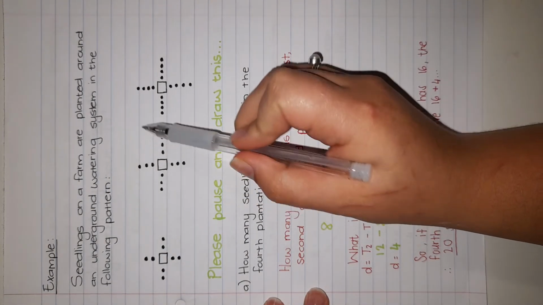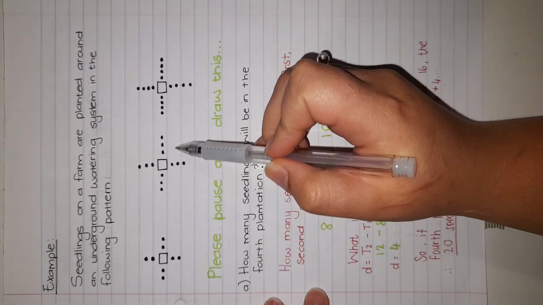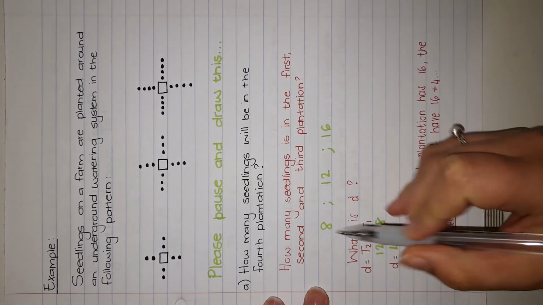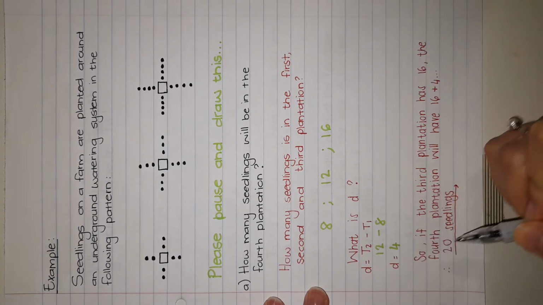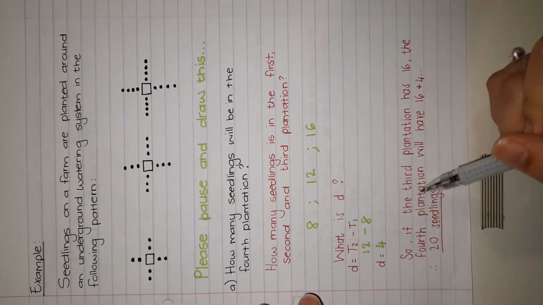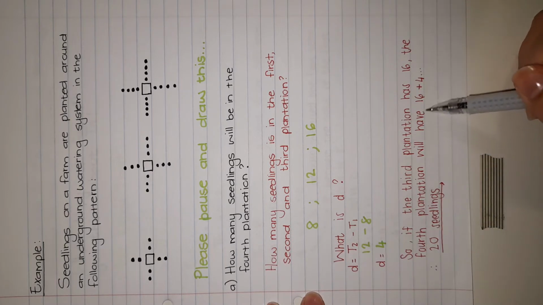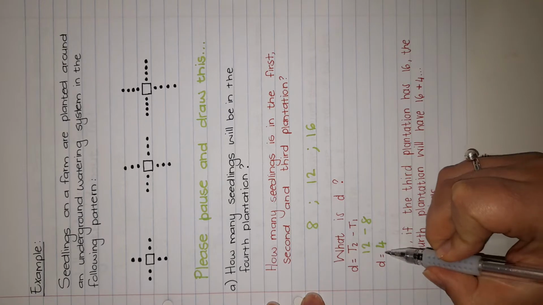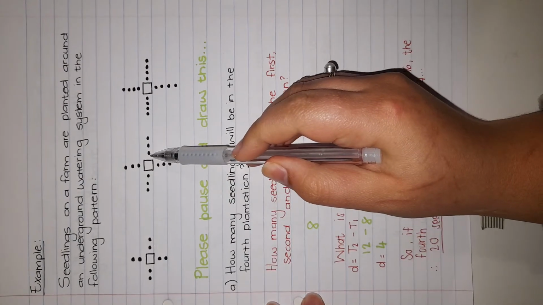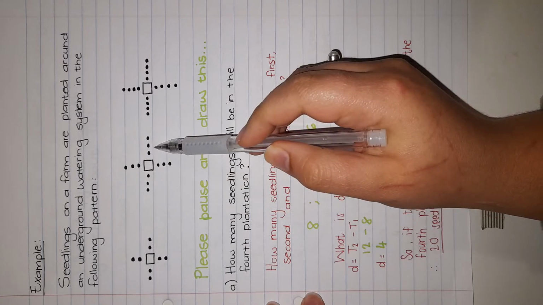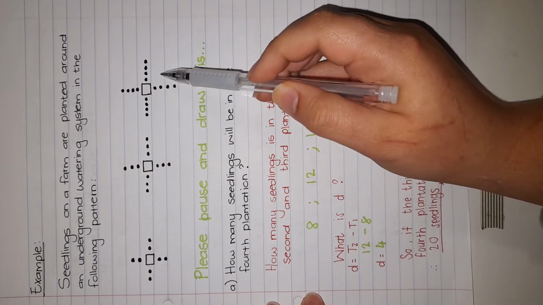So I'm going to take my term 2, which is this one, minus my term 1. We said this is 12 minus 8. My difference is 4. So if the third plantation has 16, the fourth plantation will have 16 plus 4, because we said our difference is 4, which means from this one to my second plantation, there's 4 more seedlings.